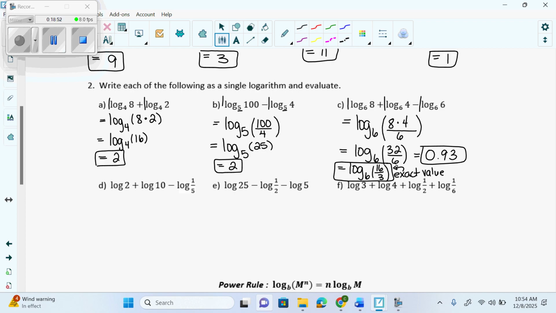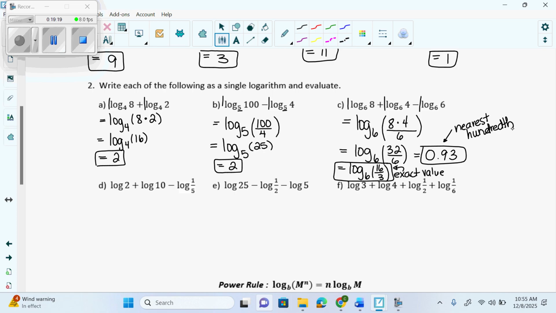So if I ask for an exact value and you round it, you lose marks, correct? Because exact value is not a rounded decimal. That's not an exact value. So if I ask for the nearest hundredth, this would be your answer. If I ask for exact value, that's your answer. Do you see the difference?